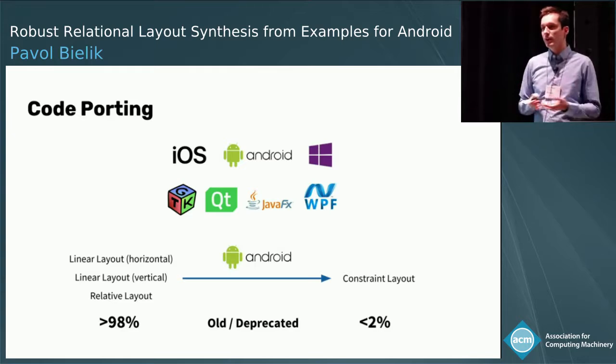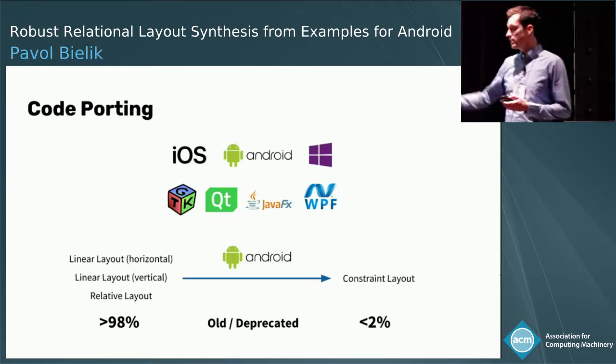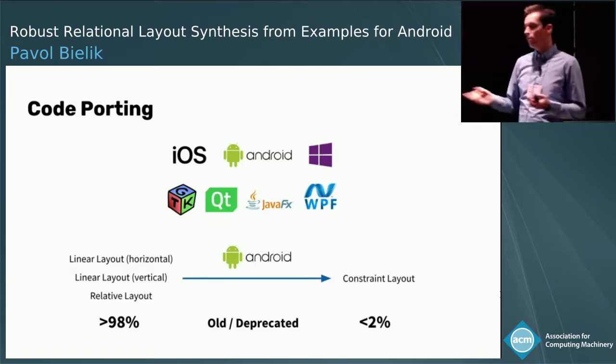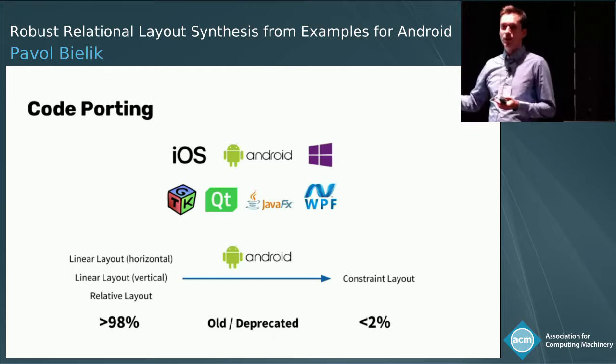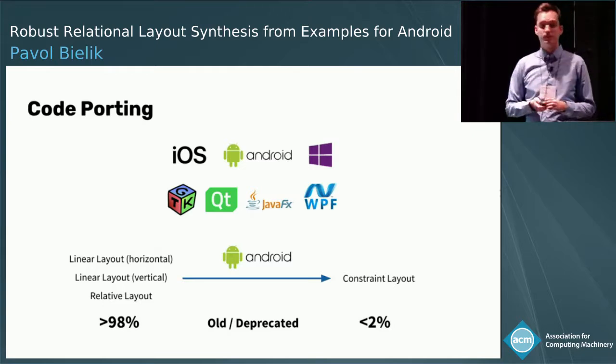But since it's new, it's in fact used only by 2% of the applications. And there are still 98% of the applications that are still using the old layout system. And if you have a way to translate between the two, you can immediately speed up half of the applications on the App Store with no effort on the part of the developer.